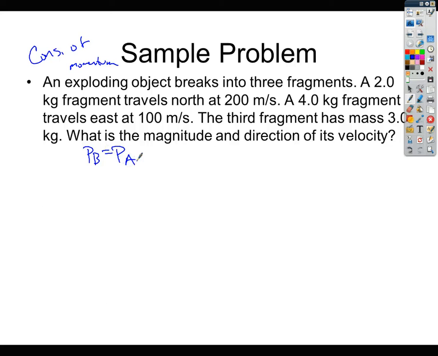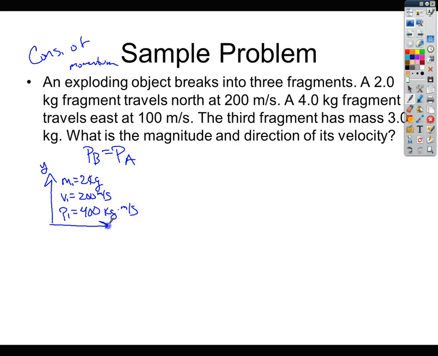Let's draw a picture of what's going on in this problem because I think that makes it a lot easier to look at. We've got one object that goes in the positive y direction, and that object has a mass equal to 2 kilograms. We also know that its speed is approximately 200 meters per second. So the momentum for the first object is 400 kilograms times a meter per second.